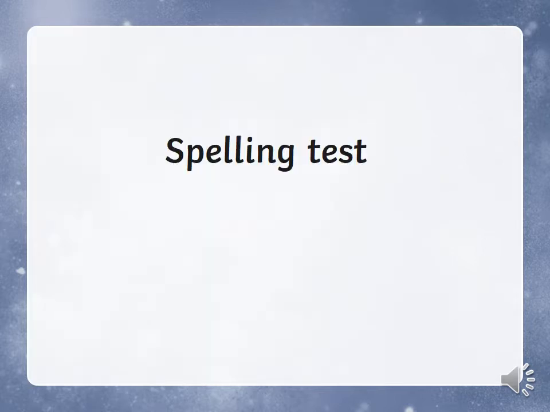Okay, so your spelling test from yesterday's list of words is, your first word is knowledge. The more you research, the more knowledge you'll gain. Knowledge. Your next word is learn. You need to learn your spellings in order to get them correct. Learn. Your next word is length. The length of my shoelace is 6 centimeters. Length.